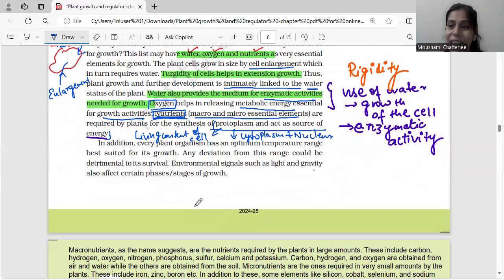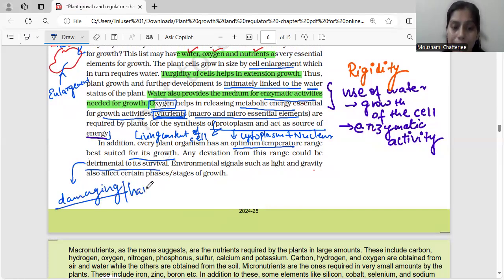Very importantly, temperature. Okay, so every plant requires an optimum temperature range best suited for its growth. Okay, optimum temperature is required. Any deviation from this range could be detrimental to its survival. What do you mean by detrimental? It could be dangerous, or you can say damaging as well. Okay, it is going to damage its survival, or it is going to hamper its survival.